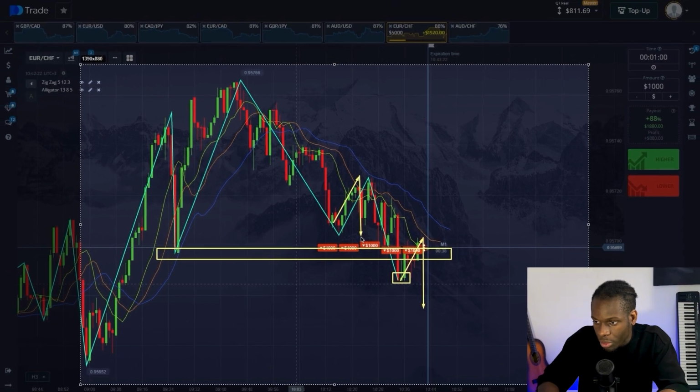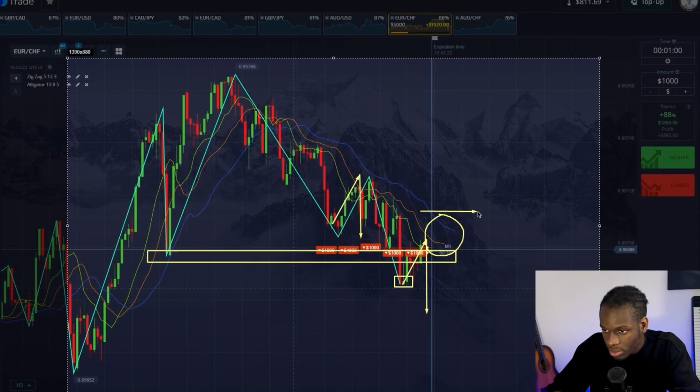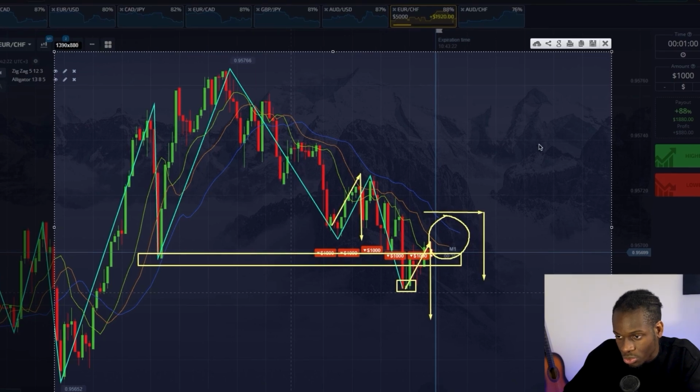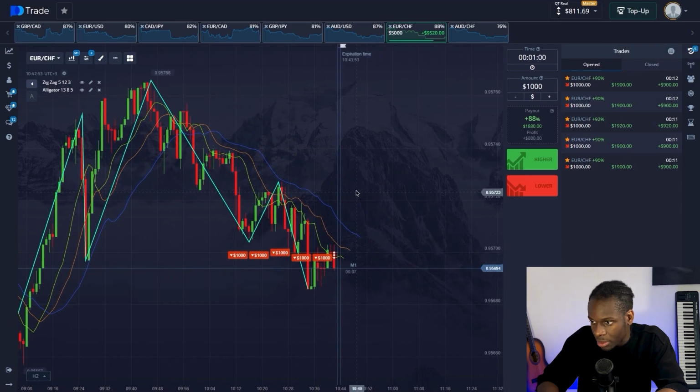If you follow the zigzag, you can see it just keeps on making lower lows, lower highs, lower lows. It made a lower high, and now we're expecting a lower low. Also, looking at the alligator lines, they are far apart and facing down, which is also a strong bearish sign. But let's see how it goes.